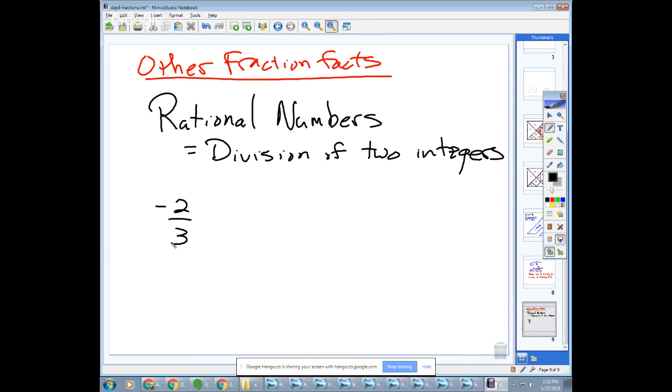There's one exception in here. The denominator can't be 0, otherwise we're not going to get a number. Right? Dividing by 0 does not lead to a number. But 0 could be in the numerator.